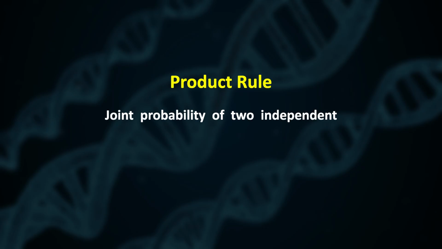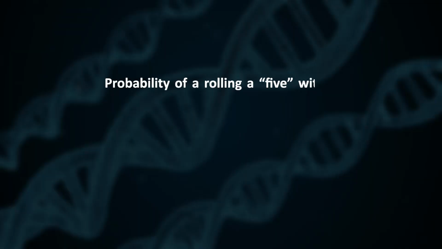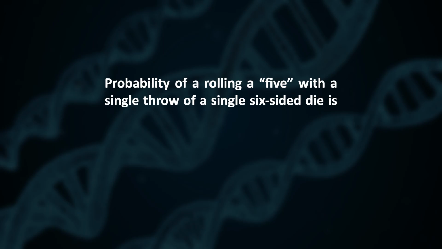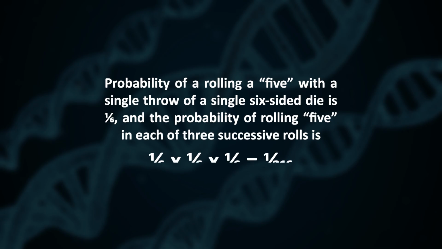The joint probability of two independent events is the product of their individual probabilities. This is the probability of one event and another event occurring. For example, the probability of rolling a 5 with a single throw of a single 6-sided die is 1/6, and the probability of rolling a 5 in each of 3 successive rolls is 1/6 multiplied by 1/6 multiplied by 1/6, which is equal to 1/216.